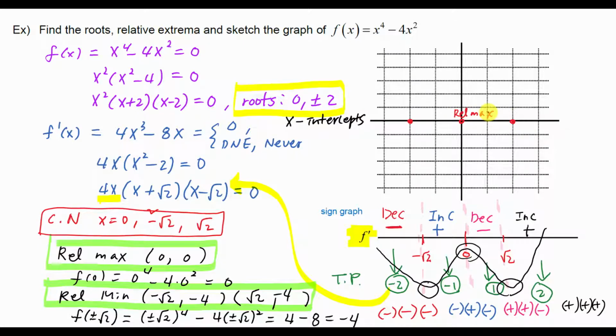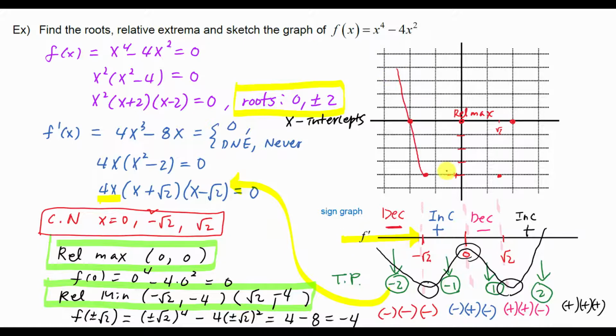And then I have a relative minimum at negative radical 2. I said it was about negative 1.414. And then my minimum value was negative 1, negative 2, negative 3, negative 4. So I'm gonna have a relative min here. I will have another relative min at x equals radical 2 comma negative 4. And then you can see the graph will be decreasing from negative infinity to negative radical 2. So my graph will be decreasing.